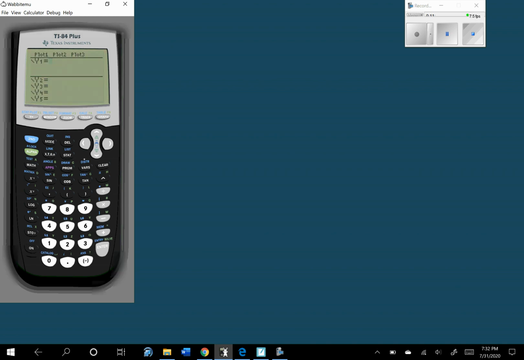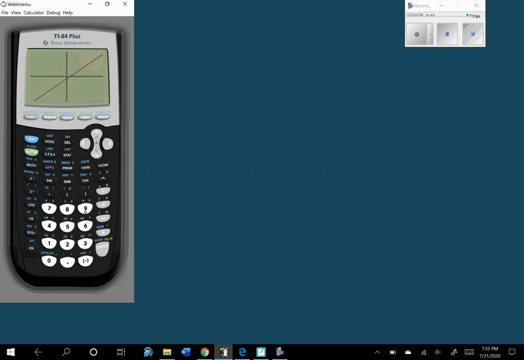For this, make sure you use parentheses, and I would do double parentheses because you have two binomials in the numerator. So x minus 2 times x minus 1, close that parenthesis twice, divided by, and then parentheses, x minus 2. And if I go ahead and hit graph, I'm going to zoom 6, which is a standard window.